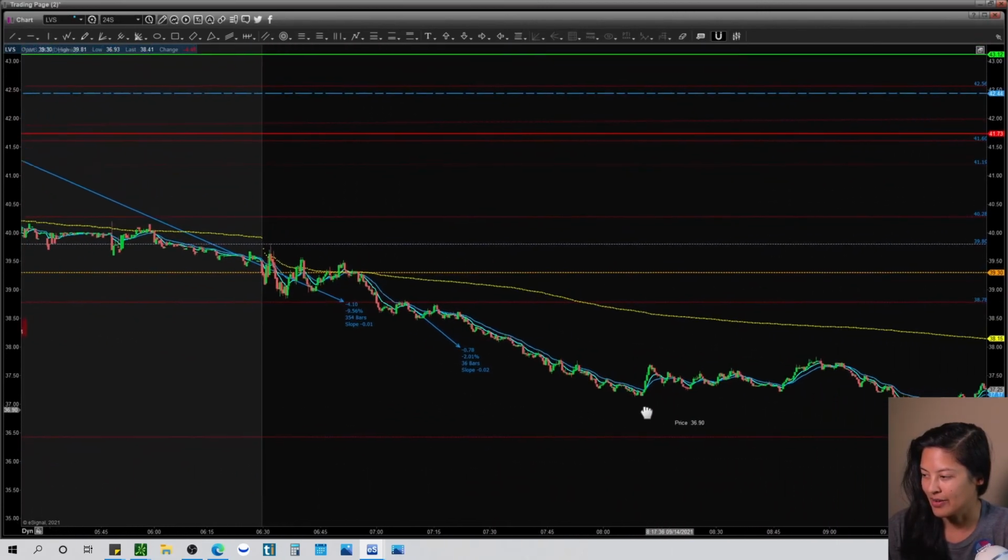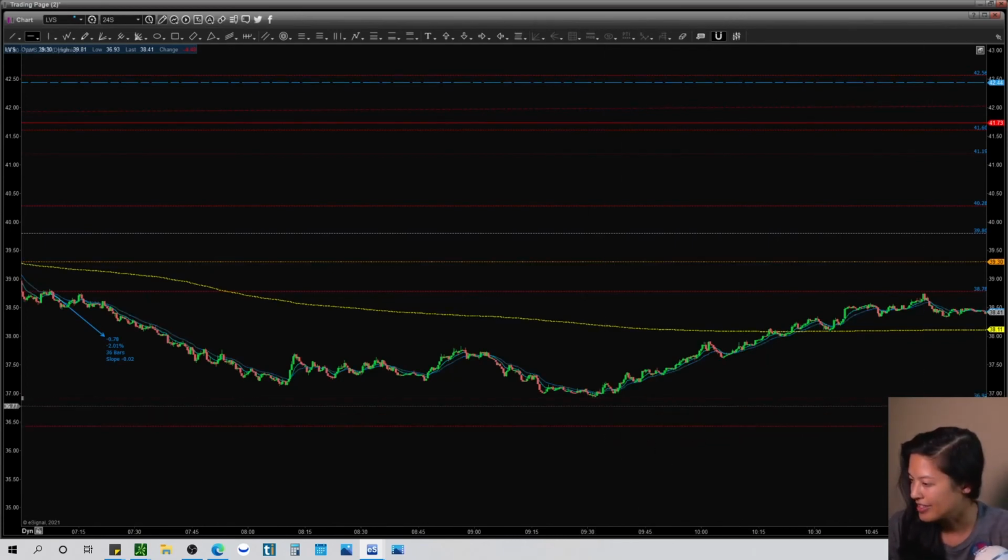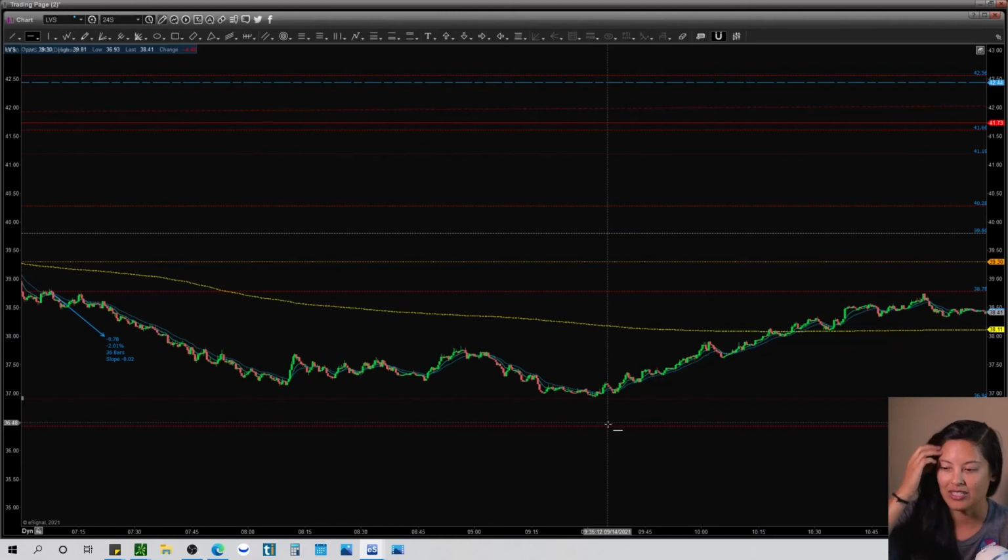So let's see how we did. So we didn't quite make it all the way, but we did hit 36.91, which was about 50 cents away from our price target. So that's actually pretty good. It's more than halfway.